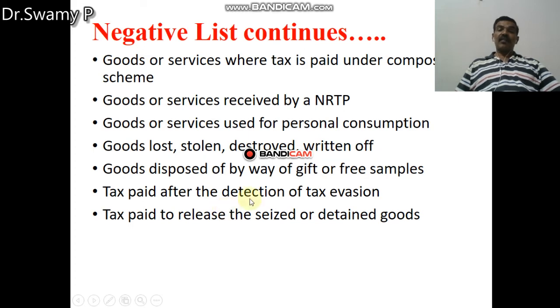The tax paid after detection of tax evasion. See, this is another typical case. Suppose earlier the supplier or the dealer or registered person has evaded the tax. Then the authority detected the tax evasion cases and collected the amount by demand from such a dealer. While paying such taxes due to detection of tax evasion, input tax credit cannot be deducted out of such payment. It is going to be a penalty.